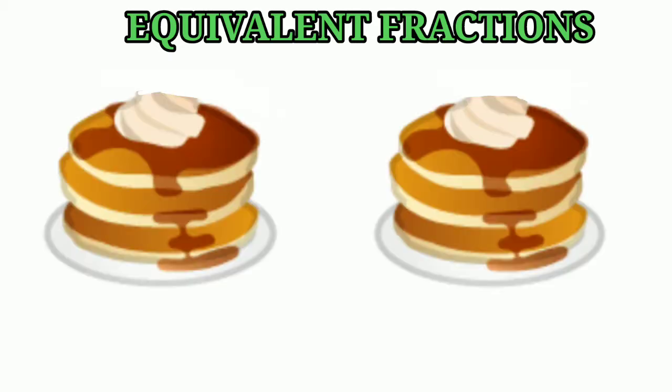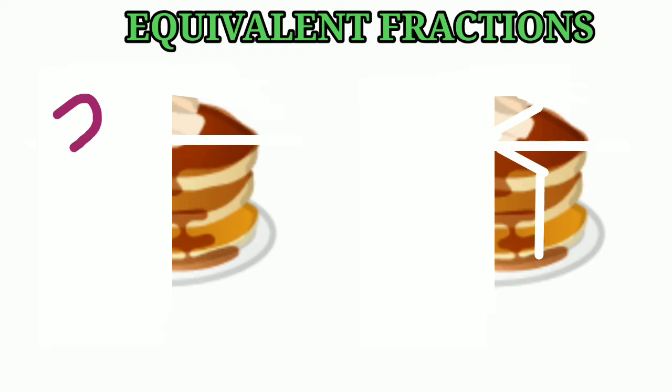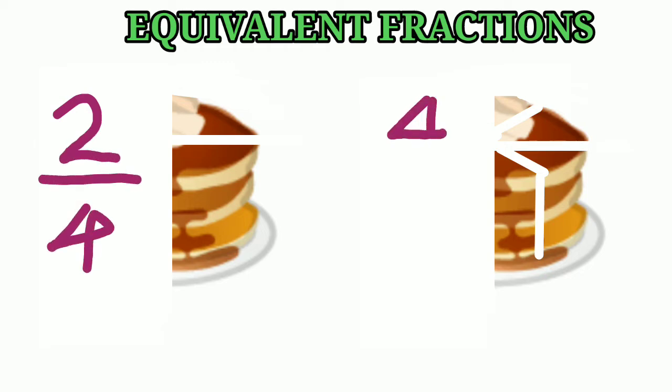Equivalent fractions. Children, look here, you can see two cakes of same shape and size. The first cake is cut into 4 equal parts and the second cake is cut into 8 equal parts. Now you can see 2 by 4 of the first cake and 4 by 8 of the second cake. Children, are these fractions equivalent, 2 by 4 and 4 by 8? Is the quantity of the first cake equal to the second cake? Yes. So 2 by 4 and 4 by 8 are also equivalent. They are equivalent fractions.